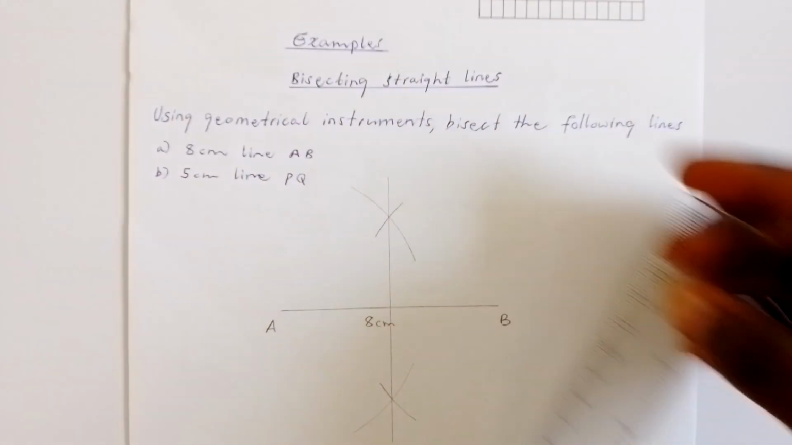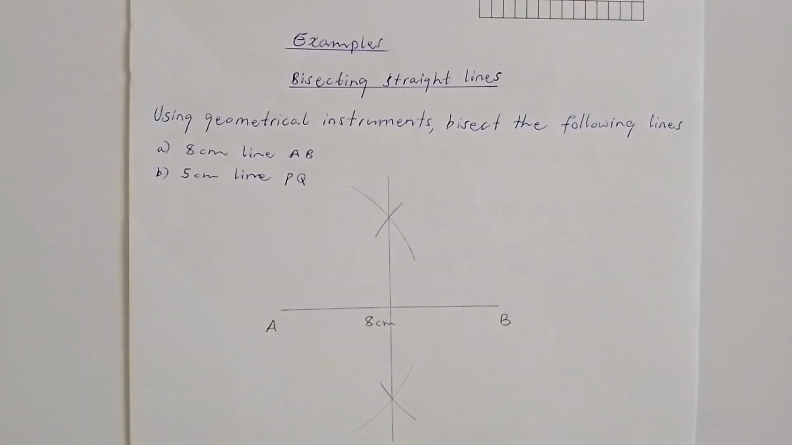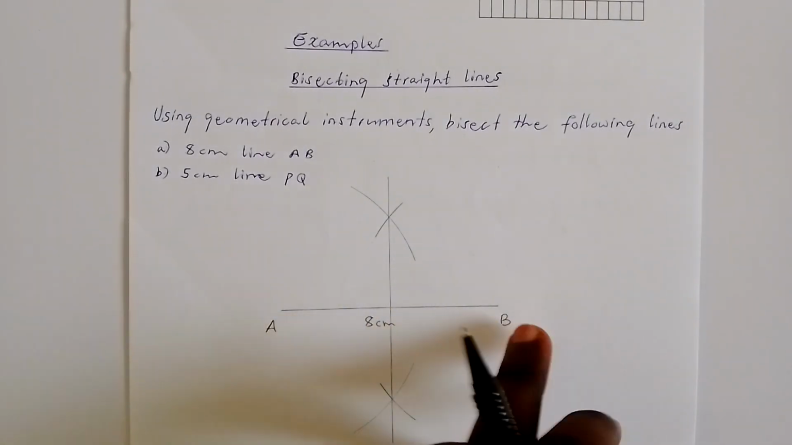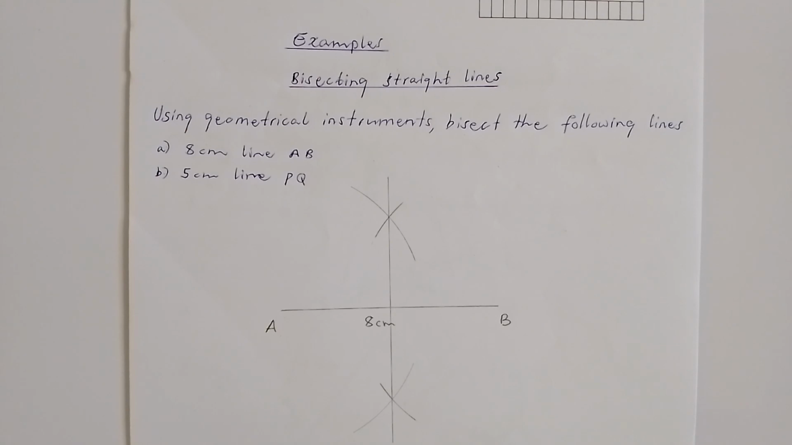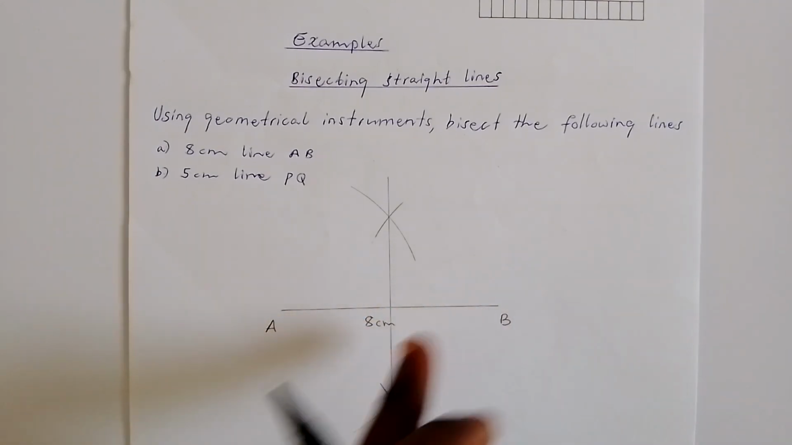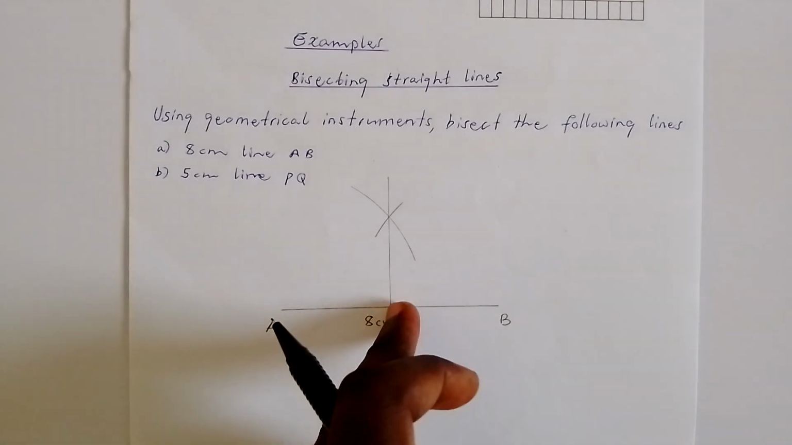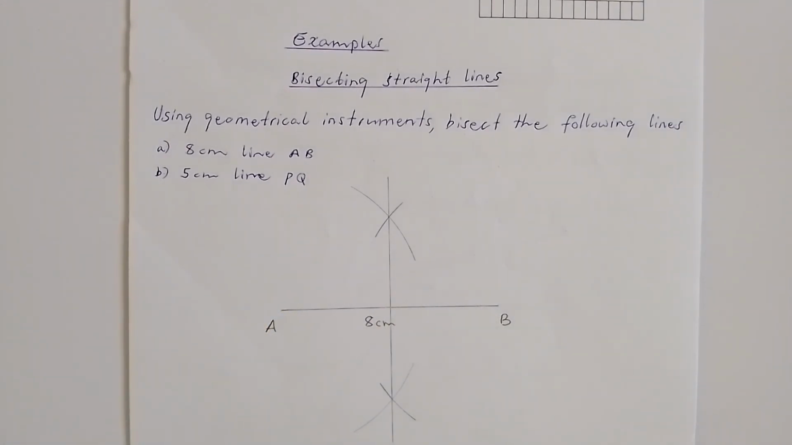Okay, so by so doing, I have bisected line AB. I've bisected line AB. So this was initially 8 centimeters from here to there. Now the distance from this end up to there should be exactly 4 centimeters. Why? Because I have bisected.